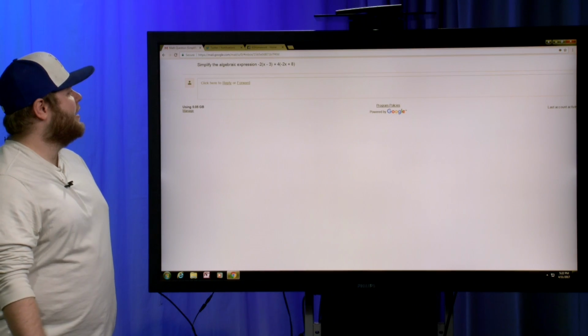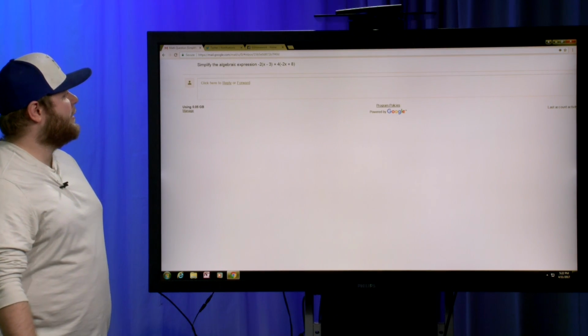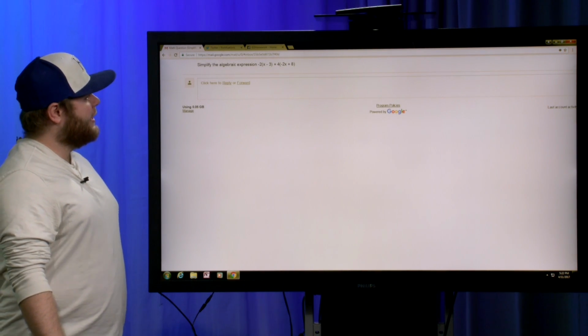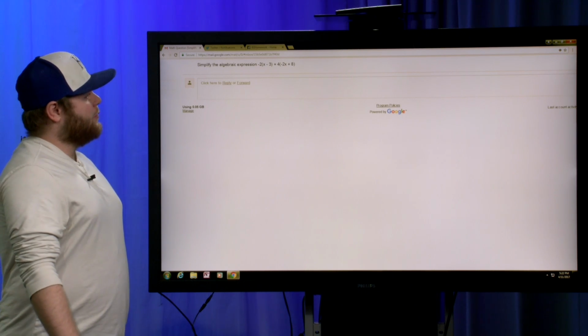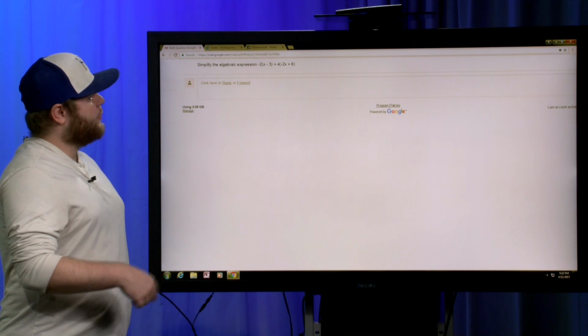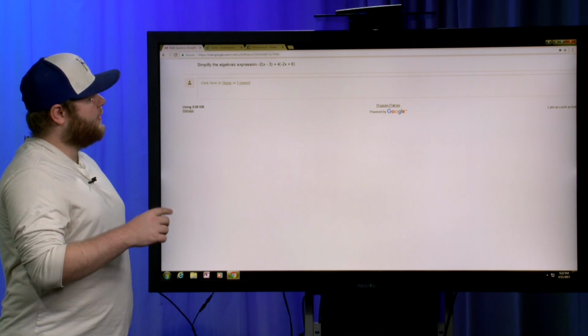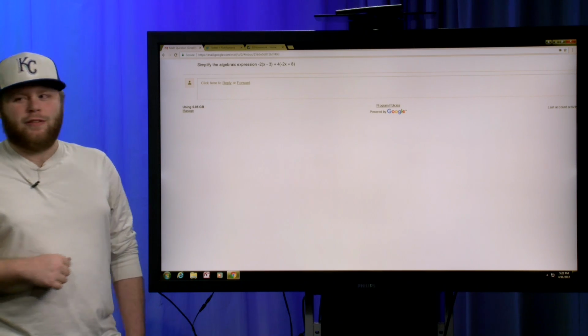We got a question that says simplify the algebraic expression -2(x - 3) + 4(-2x + 8). Okay, I got you, and I just have to simplify it.